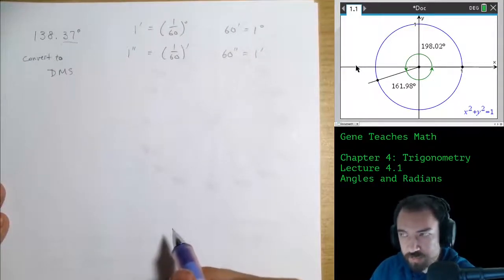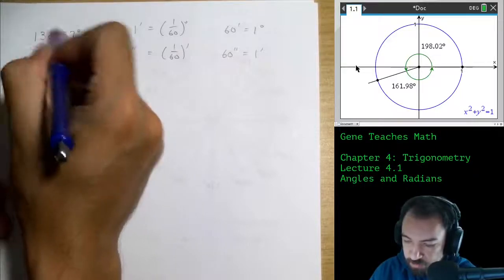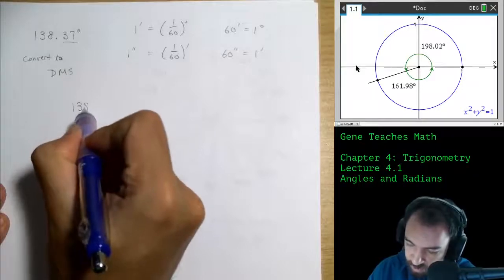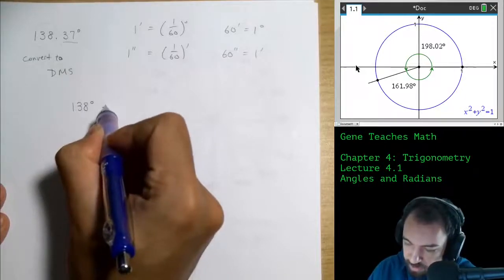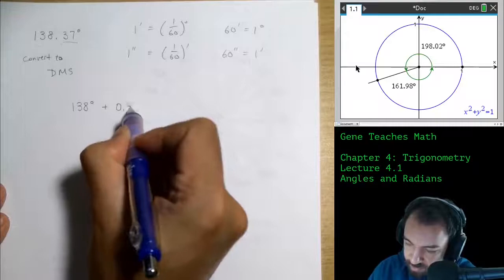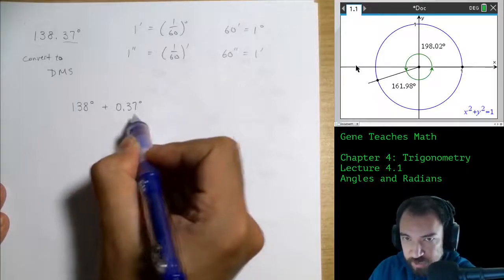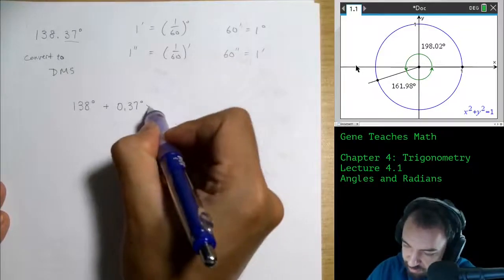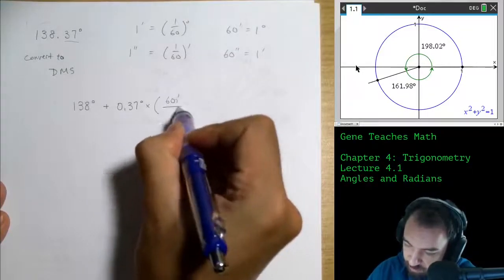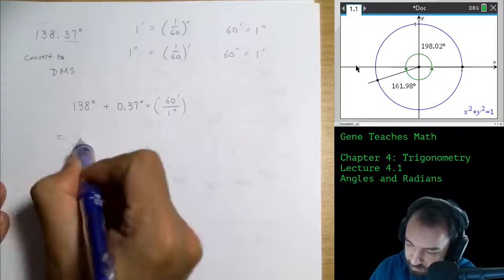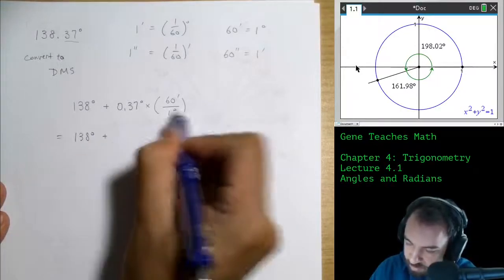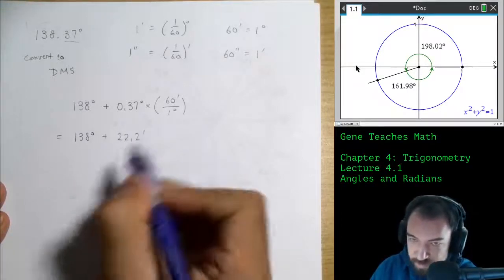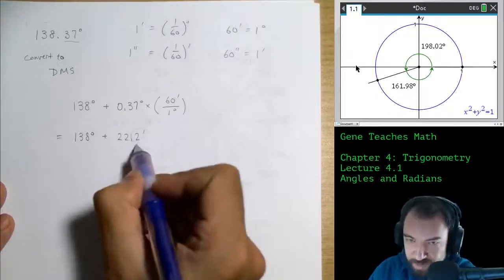The process behind this is we're going to take the 138, that whole number of degrees, and leave that alone. We're going to say 138 degrees. And then we're going to take the 0.37 fraction of a degree, and convert it to minutes by this conversion: 60 minutes for every 1 degree. Now, this is going to be 138 degrees plus 22.2 minutes. And then we're going to take this decimal number of minutes.